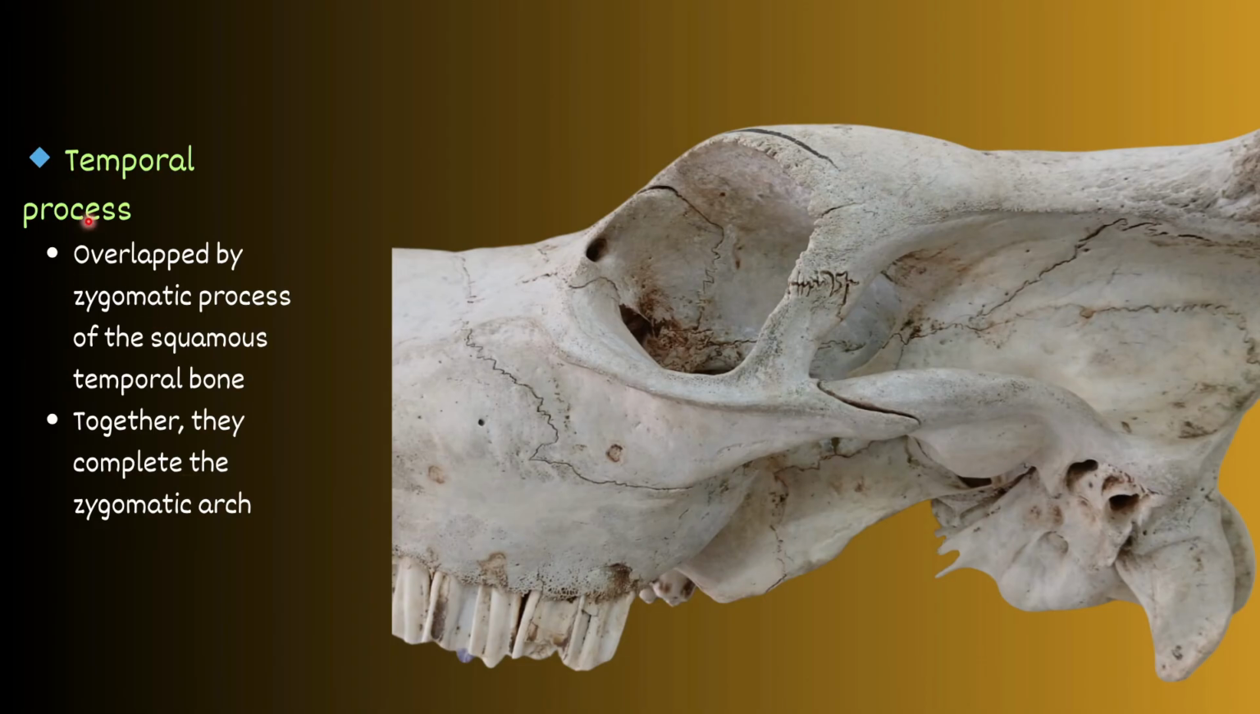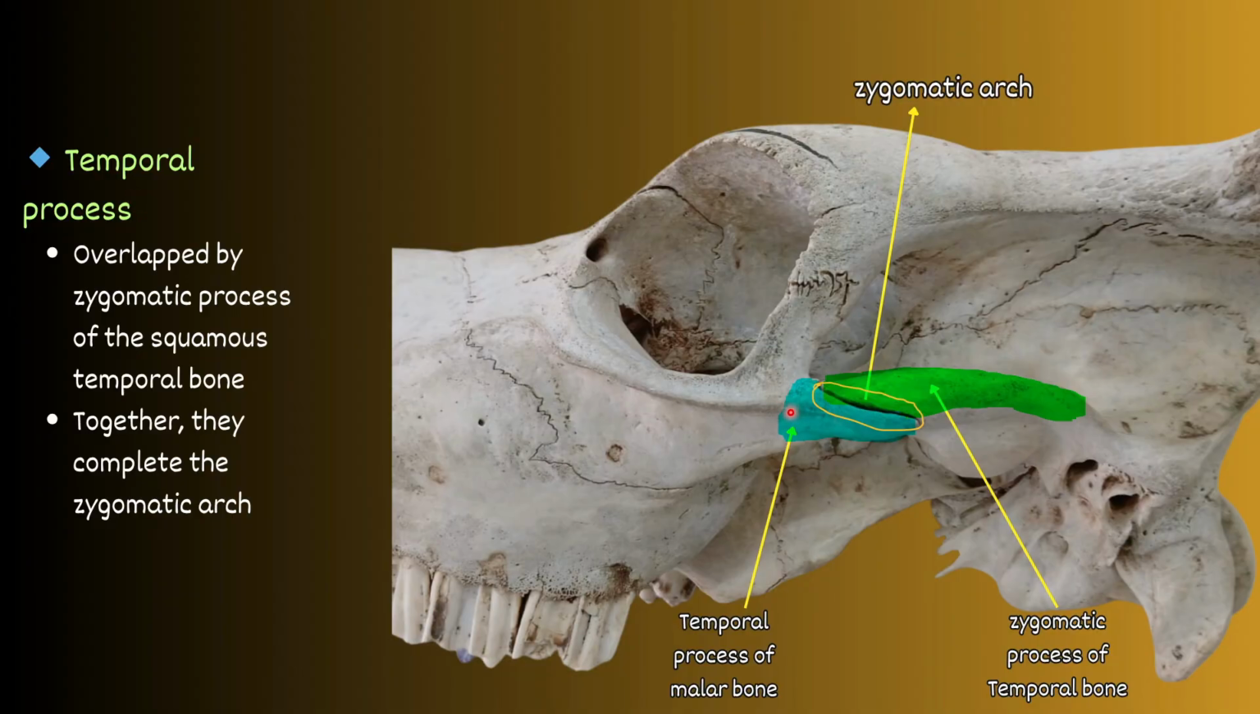Then the temporal process. This is the temporal process of the malar bone, and this one is the zygomatic process of the temporal bone. The zygomatic arch is formed by the temporal process of the malar or zygomatic bone and the zygomatic process of the temporal bone. Together they form the zygomatic arch.